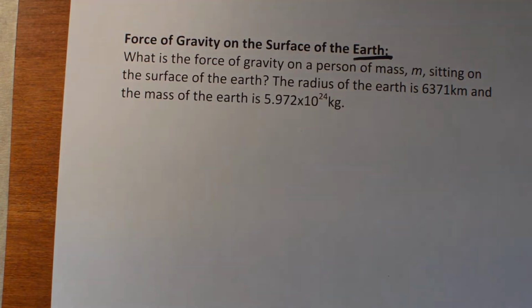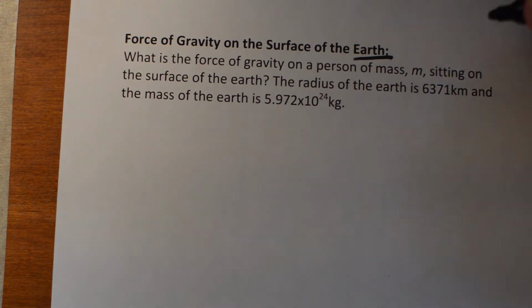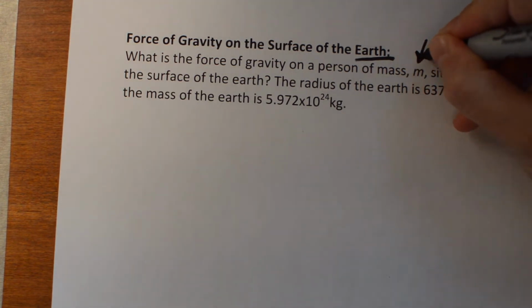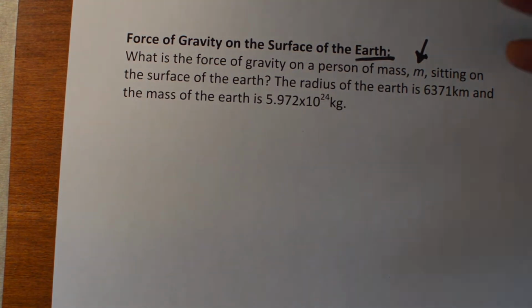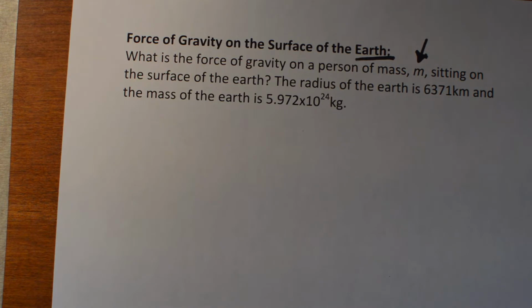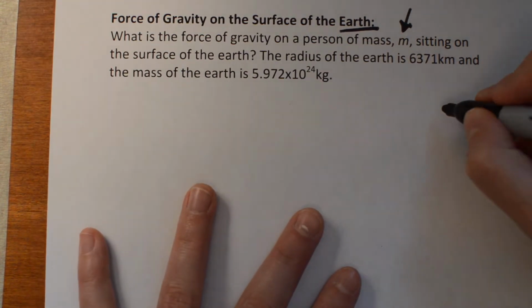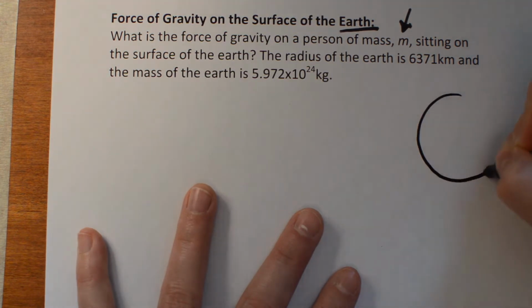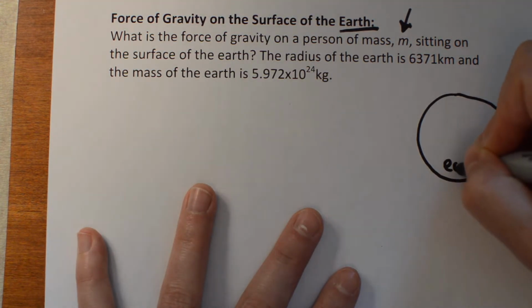So we are currently on the surface of the Earth. I think you're watching the video from the surface of the Earth. Let's figure out what the force of gravity is on a person of mass m. We'll just use the variable m to keep it nice and general, who's sitting where you are on the surface of the Earth. So the radius of the Earth is 6,371 kilometers, and the mass of the Earth is this. So let's just draw a little picture. Here's the Earth.